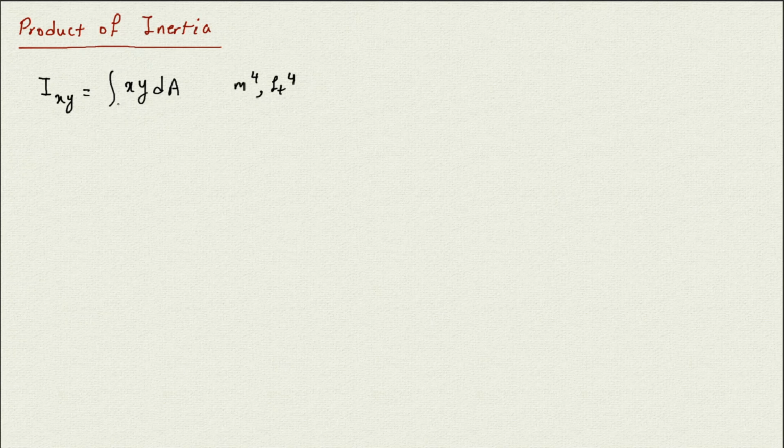Another point about the product of inertia is that, unlike the moment of inertia, which is always positive, the Ixy can be negative, it can be 0, or it can be positive. Because x can be either negative or positive, y can be either negative or positive, and dA is always positive. Because of that, it can be negative, 0, or positive, unlike the moment of inertia, which was always positive.